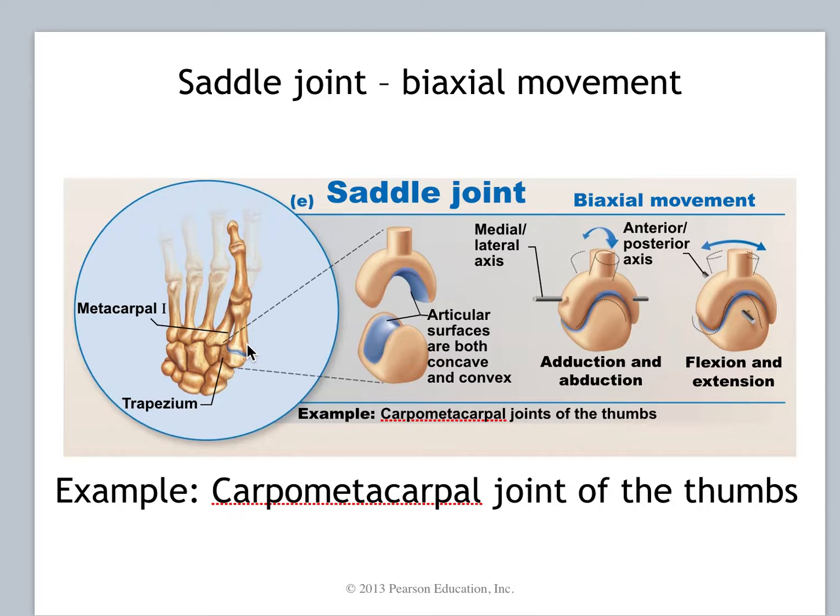There's a saddle joint, which also is biaxial movement. This looks like a saddle, and the rider sitting on the saddle, and it allows for abduction and adduction, and also for flexion and extension. This is seen in the carpometacarpal joint of the thumb. So it's the joint here where the thumb, the first metacarpal bone articulates with the wrist. So this is the base of the thumb.